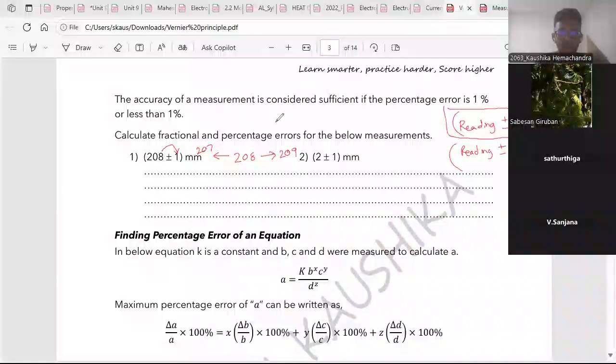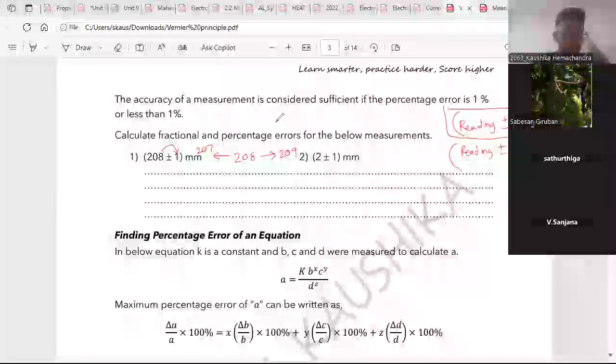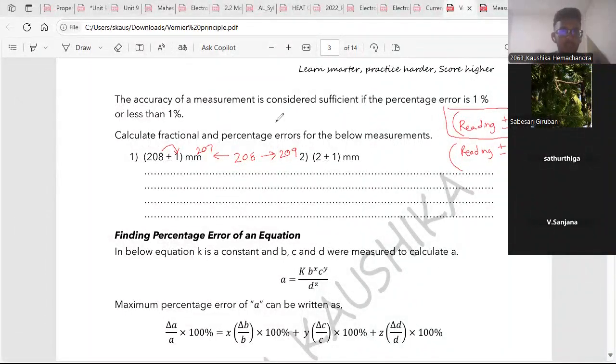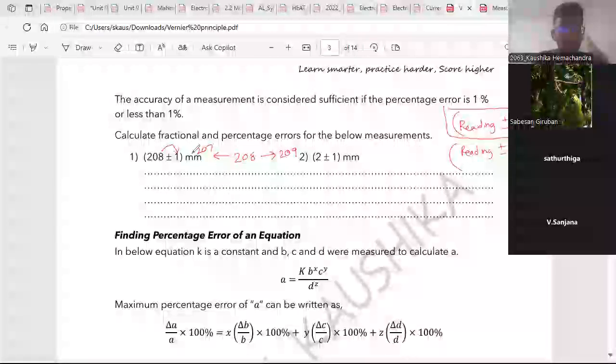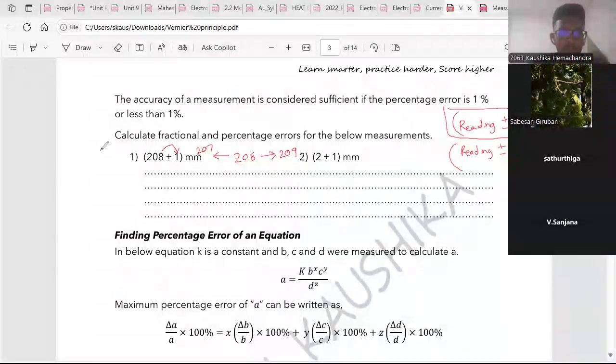We got 208, right? When we measured, we got 208, but it can be a value up to 209 or a value down to 207. I mean, the most accurate reading can be between those two, right? But we got 208. That is what it means when we write it like this: reading plus or minus least count. That's how we write a measurement.